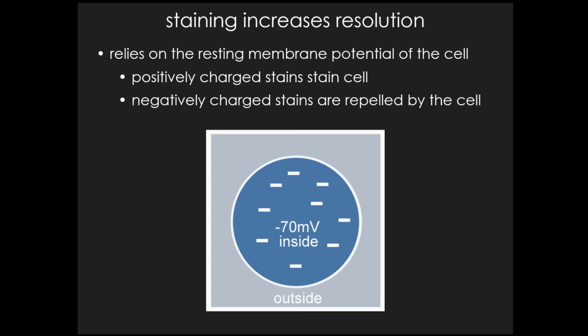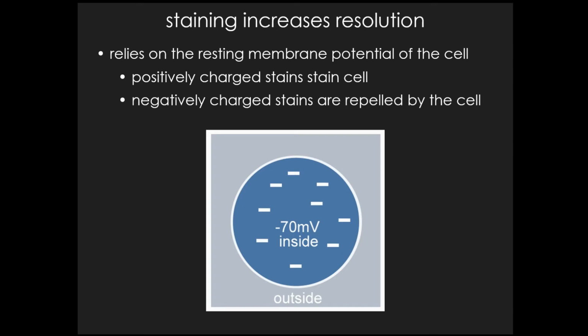Just like that, a black E on a white background is much easier, you can imagine, to see than a very light gray E on a white background. So staining increases the resolution by increasing the contrast and the visibility of a specimen, and staining of cells relies on the resting membrane potential of the cell, which those of you who have taken physiology might remember is always negative. So cells have a negative charge, and opposite charges attract.